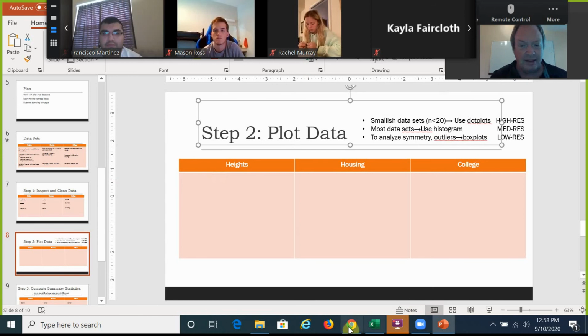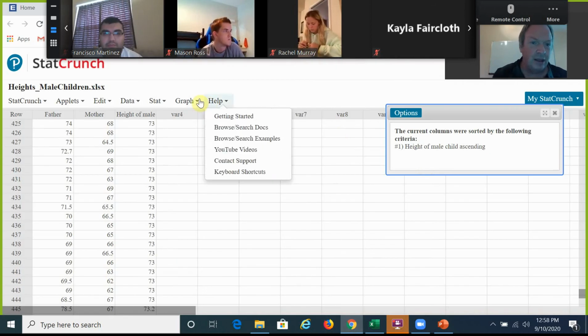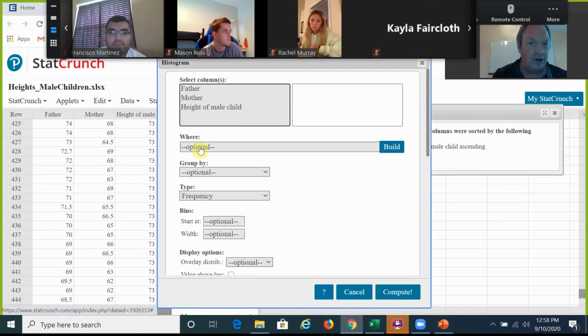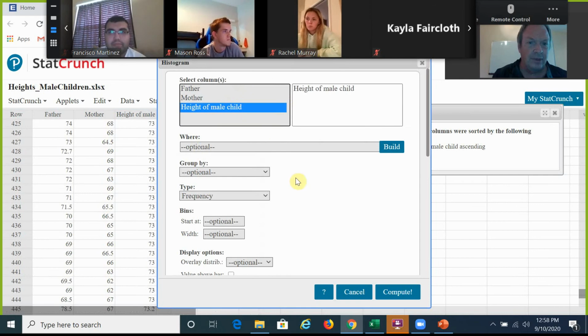So let's go ahead and make the histogram. So we go to graph, histogram, height of male child.